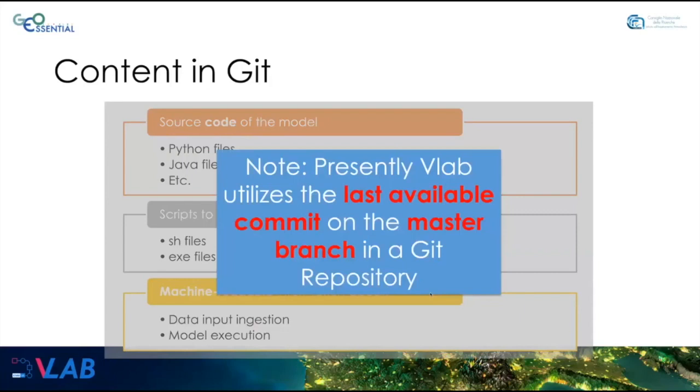For who is already aware of Git and its branching models and so on, it is important to note that at the moment VLab utilizes the last available commit on the master branch. So if you already have Git repositories with different branches and so on, when you share the repository in VLab, the VLab will use the last commit in the master branch.